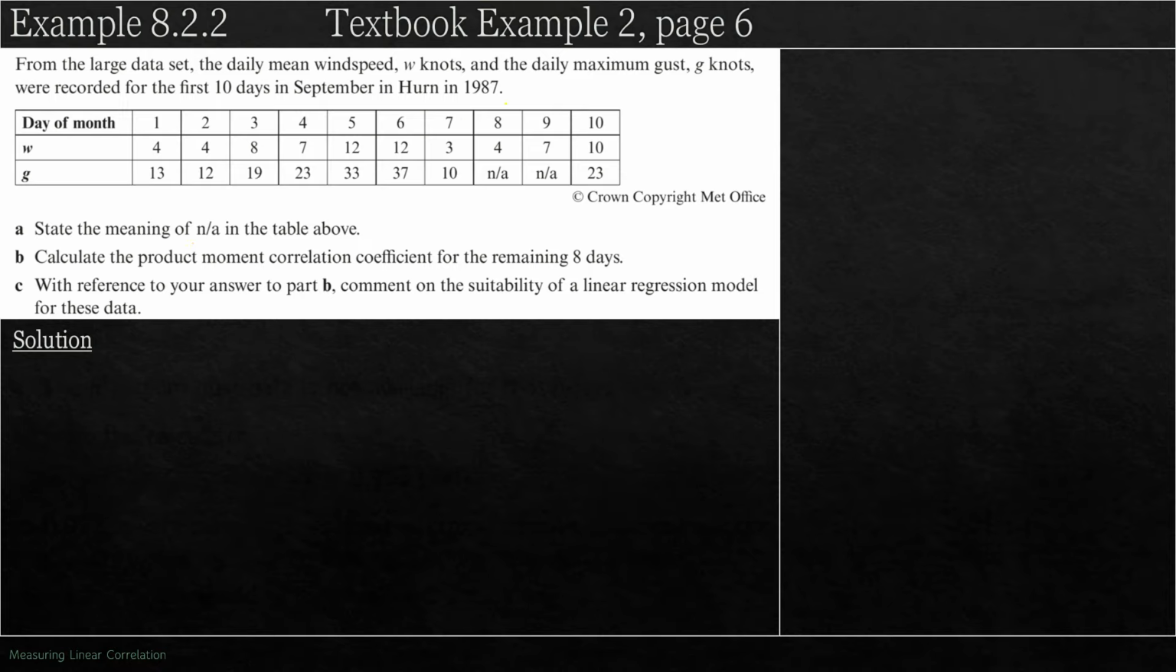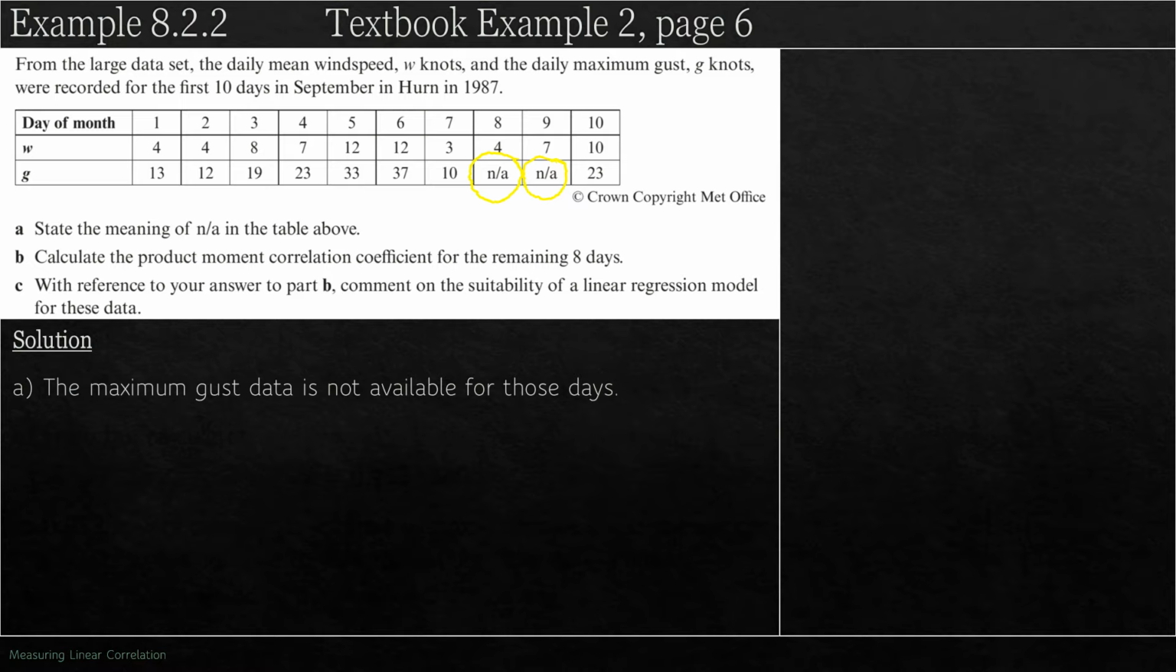We see it appearing twice in the table under days 8 and 9, and the G value says NA, not applicable. So what is the context of the question? Well, the answer is the maximum gust data is not available for those days. We don't know why, it's just not available.